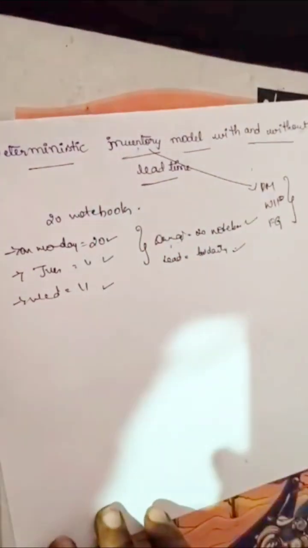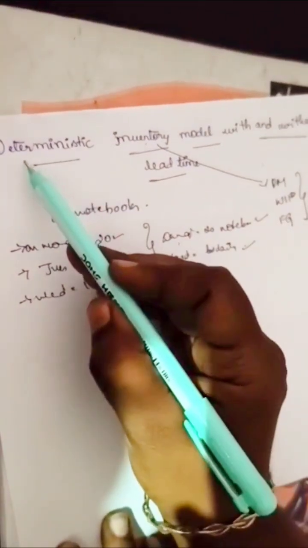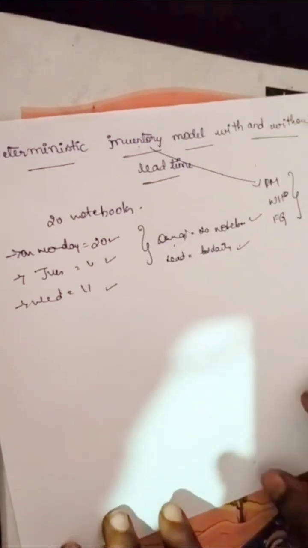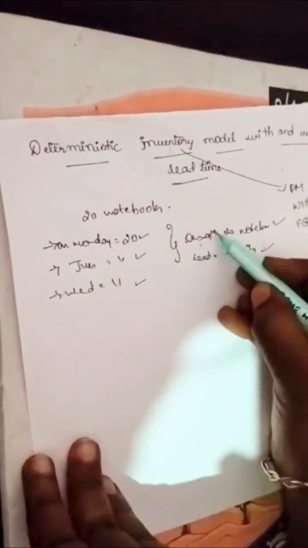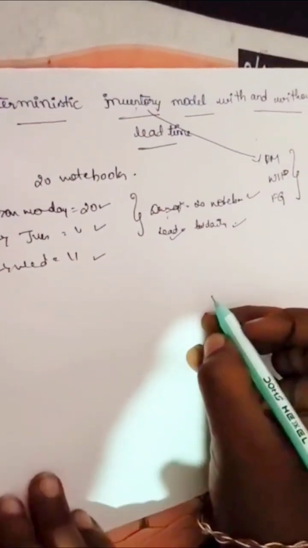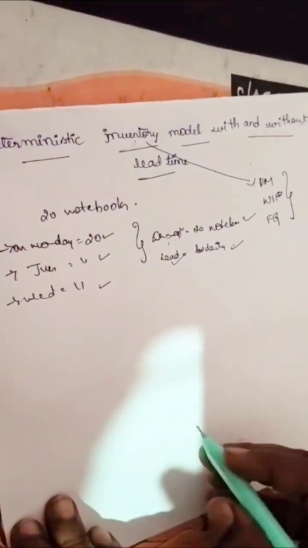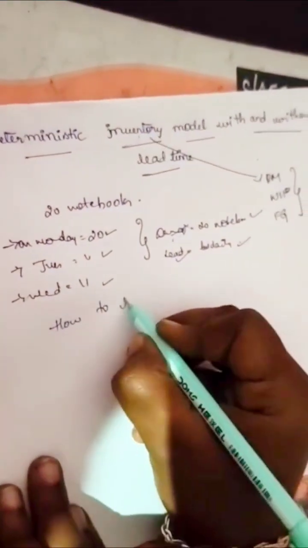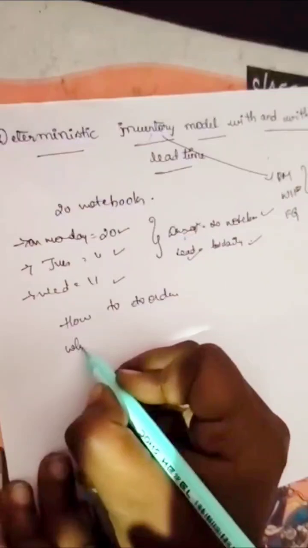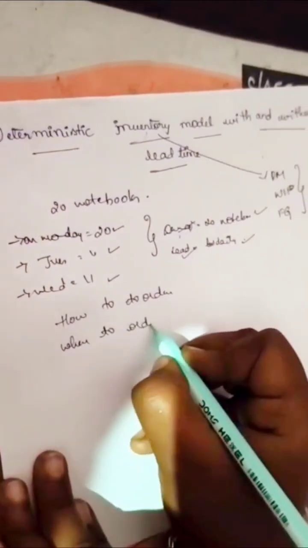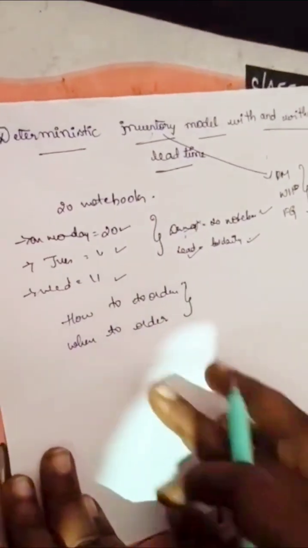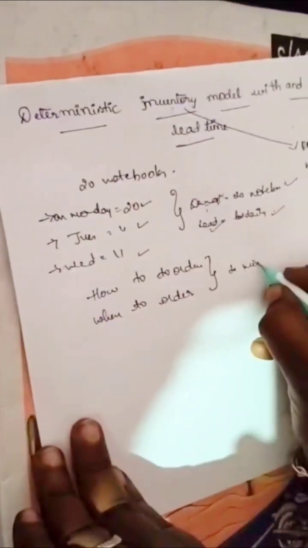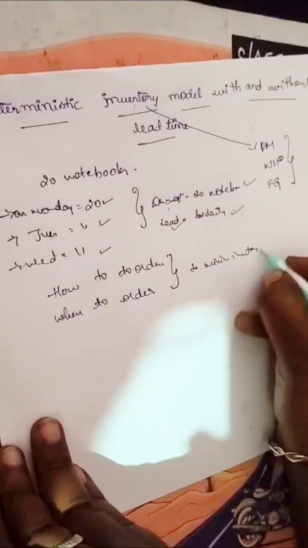Here let us know what the deterministic inventory model is. It is an inventory model in which the demand, the lead time and costs are known in advance and remain constant. It helps businesses decide how much to order and when to order. And for what purpose do we need to know how much and when to order? To minimize the inventory costs.